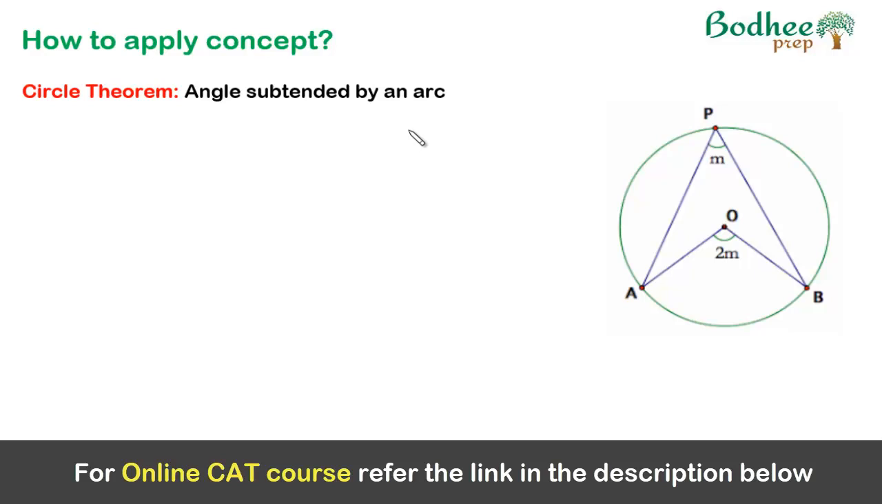So one such concept is the angle subtended by an arc, which I believe every one of us is well aware of. If a circle is given and I take two points on the arc, then the angle subtended at the center will be double the angle subtended on the major arc. This is a very elementary concept, and there are many questions based on it, but when we have to apply this concept in the questions, we often get confused.